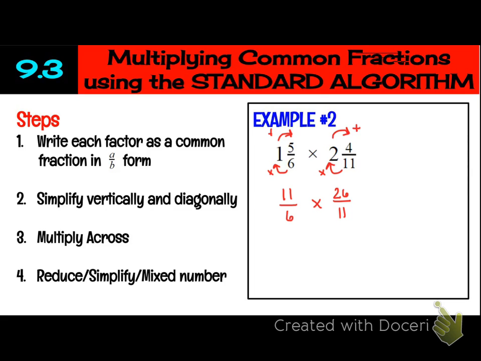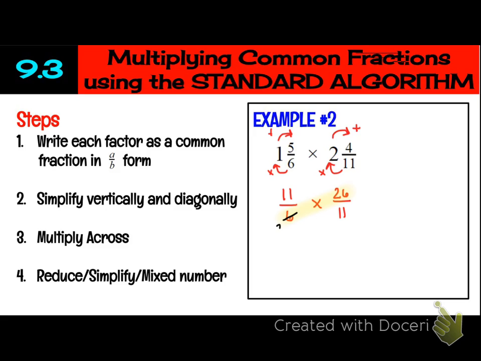I know that I can simplify vertically and diagonally. I'm going to start with 6 and 26, and I see that both of those numbers are even, so I know that 2 is going to go into both of them. But I'm going to question if anything else goes into them. Does 4 go into 6? 4 doesn't go into 6. 6 goes into 6, but does 6 go into 26? The answer is no. So 2 is actually the biggest number we can simplify it by.